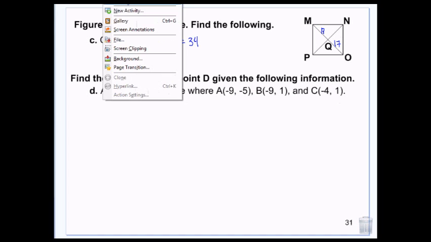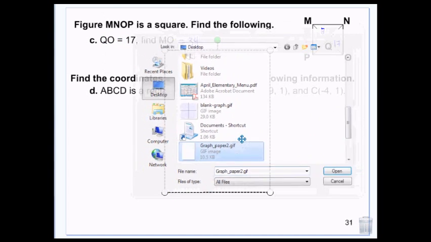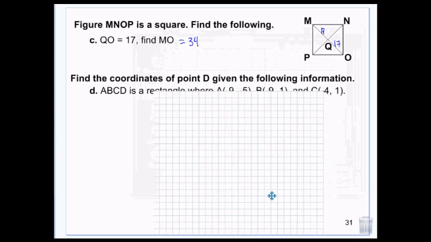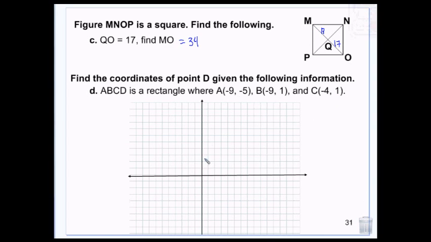So I'm going to get some graph paper. Do you want to see it the algebraic way? So I have negative 9, so 1, 2, 3, 4, 5, 6, 7, 8, 9, negative 5, 1, 2, 3, 4, 5. That's A. B is negative 9, 1. And C is negative 4, 1, 2, 3, 4, 1.